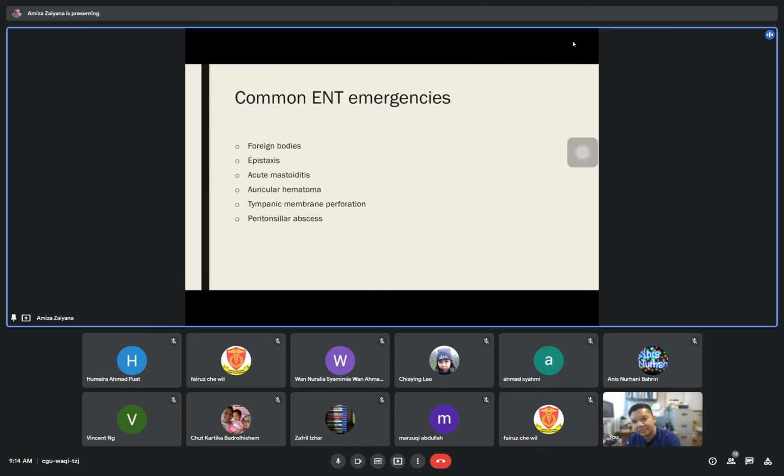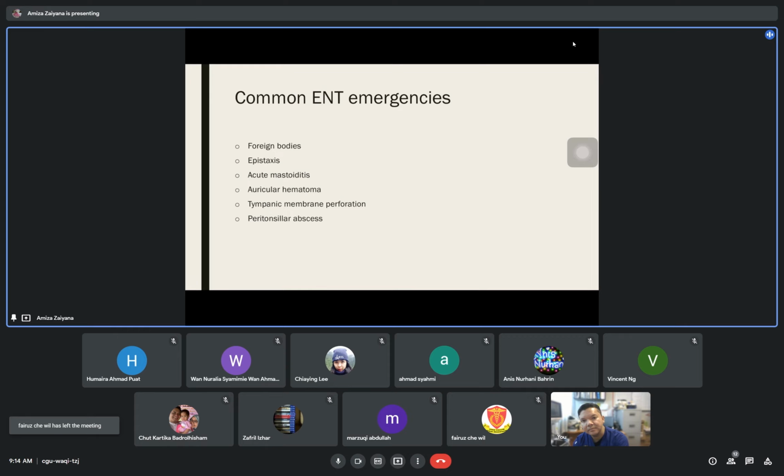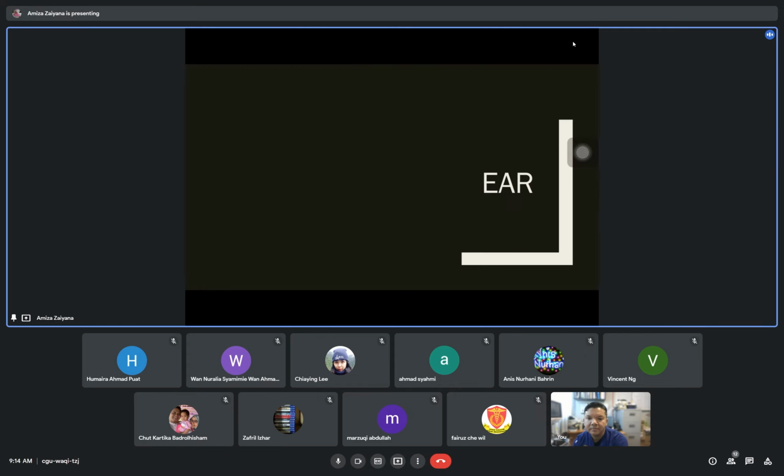So there are a few common ENT emergencies, for example foreign bodies, epistaxis, acute mastoiditis, auricular hematoma, tympanic membrane perforation, and also peritonsillar abscess. These are a few that I will cover today. So first we go to the ear.